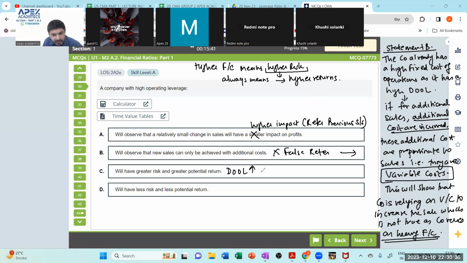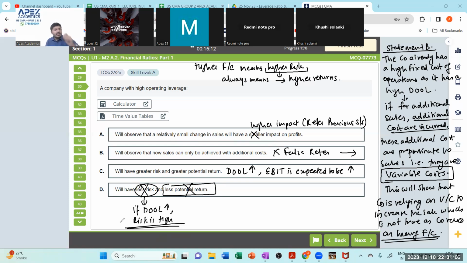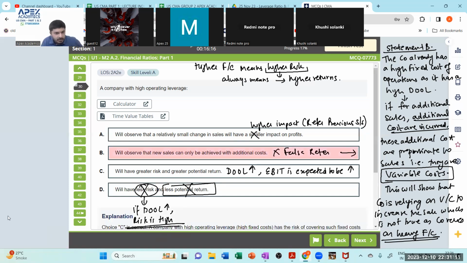Where degree of operating leverage is high, EBIT is expected to be high. Please understand this. We'll have a less risk. No, this is a wrong statement. If degree of operating leverage is high, risk is high, and less potential return is a meaningless statement, because this less risk only is a meaningless statement. If DOL is high, risk is high. Therefore, by that justification, this is your answer.